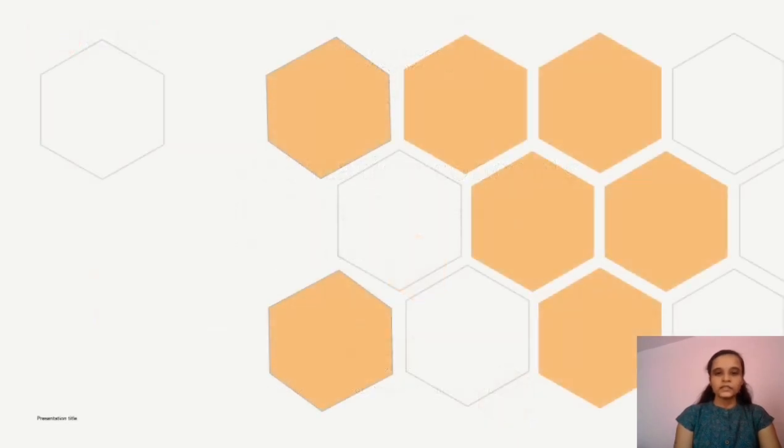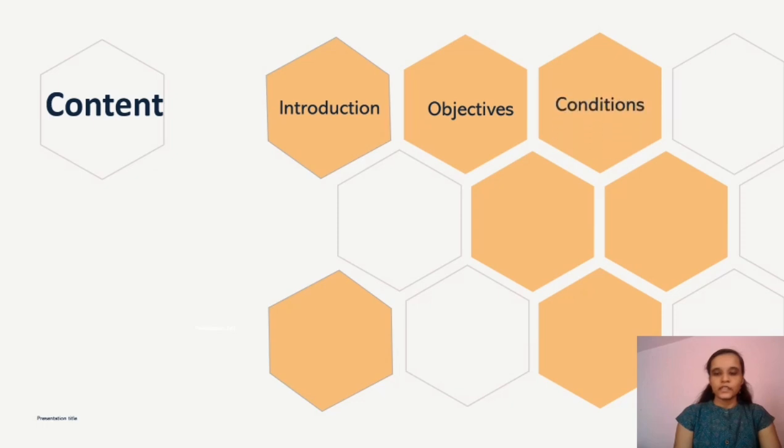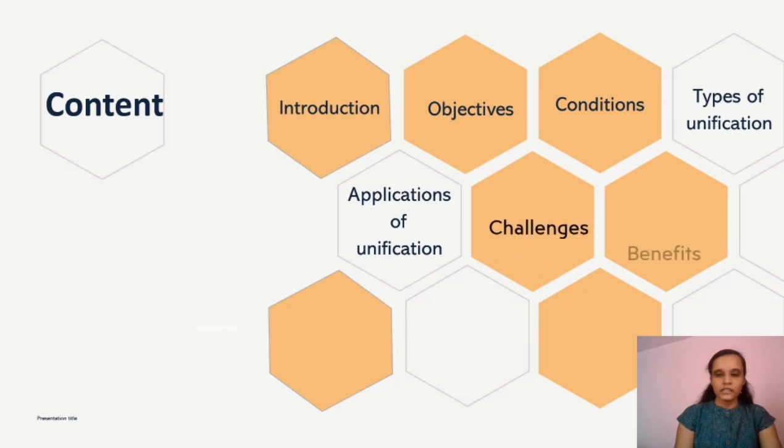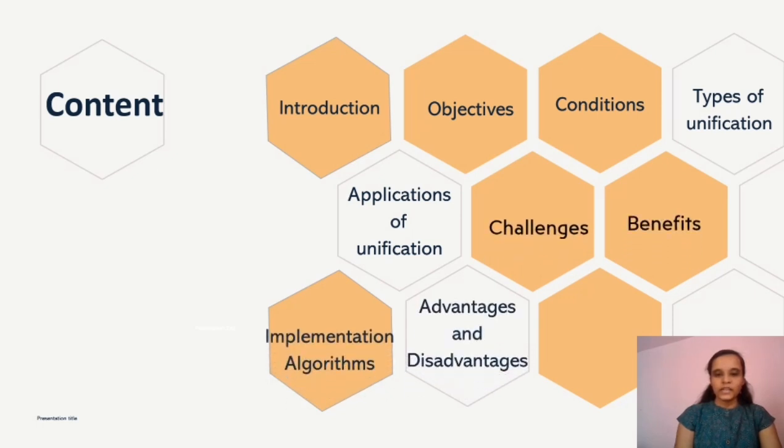Then, contents. First is introduction. Second is objective. Third is conditions. Then types of unification, applications of unification, challenges, benefits, implementation algorithms, advantages and disadvantages, outcomes, and conclusion.